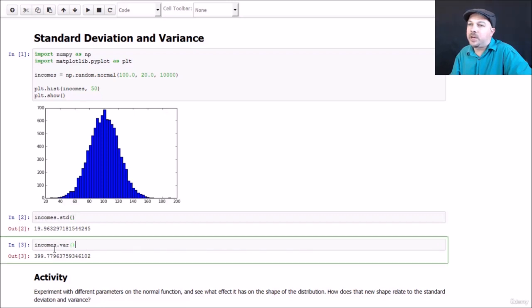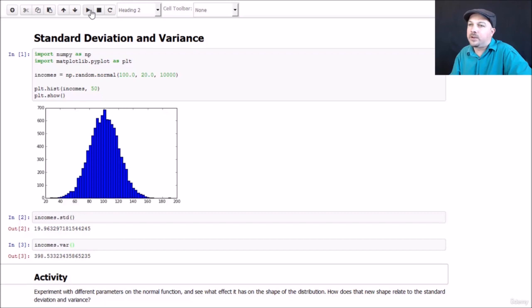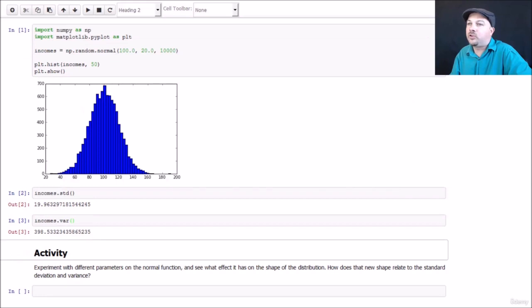And the variance is just a matter of calling .var, which comes out to pretty close to 400, which is 20 squared, right? So the world makes sense. Yay. Standard deviation is just the square root of the variance. Or you could say the variance is the standard deviation squared the other way around, and sure enough, that works out. So the world works the way it should.